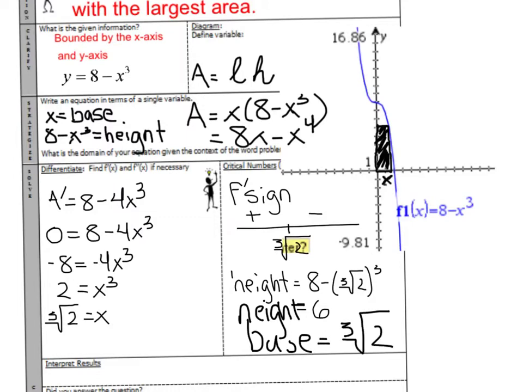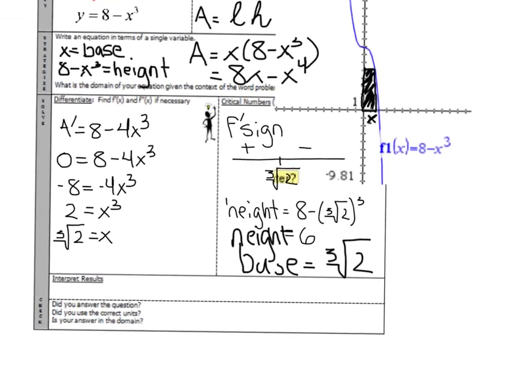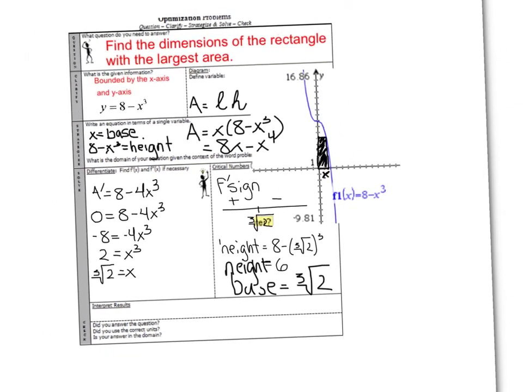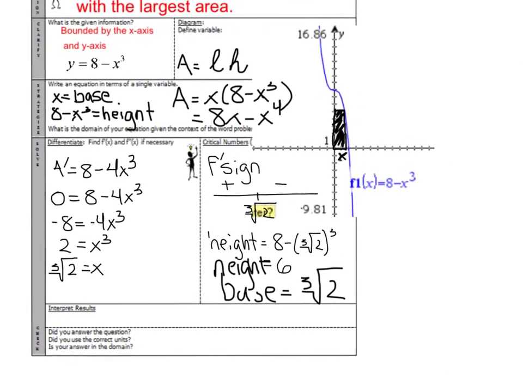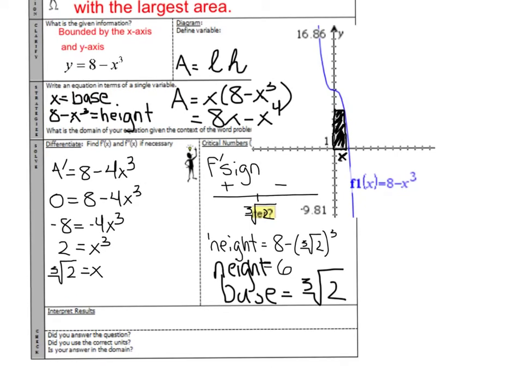Okay, now let's verify, make sure that we've answered everything. Did we answer the question? Yes, we found the dimensions. Did you use the correct units? Units were not given. Is it in the domain? Yes, so if we plugged the cube root of 2 into the original function, it is within the domain.